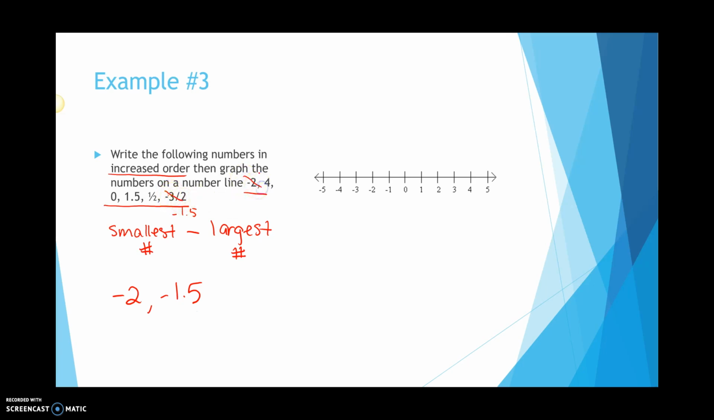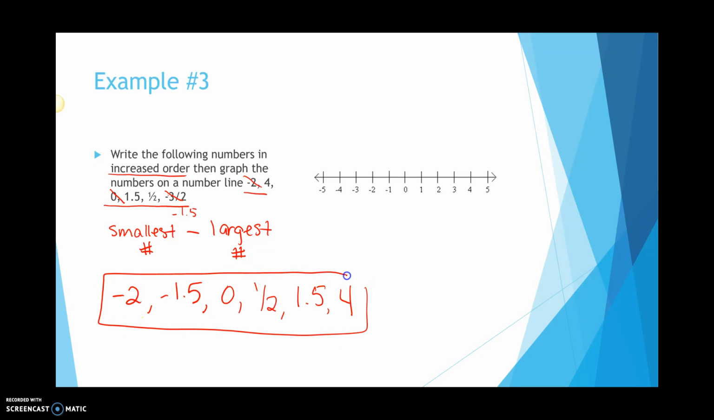I like to cross the numbers out too after I've used them so I don't make any mistakes here. Then the next value, if you think on a number line, going from smallest to largest is going to be 0. Then 1/2, positive 1.5, and 4. So these are the numbers written in increasing order.